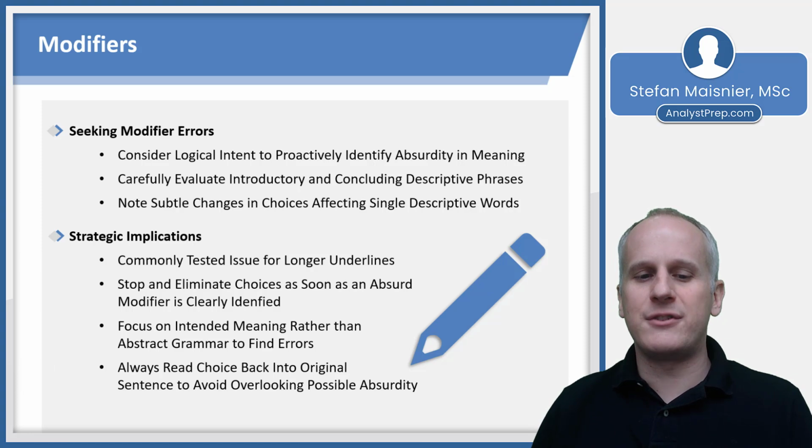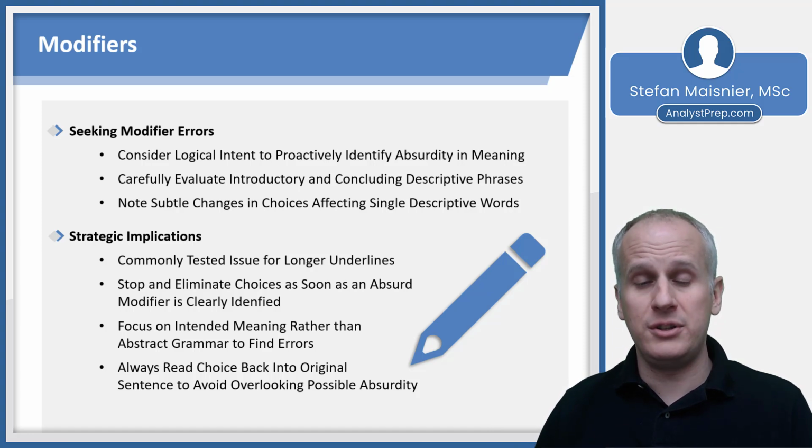You do, of course, have to read your choice back into the original sentence to avoid overlooking possible absurdities. And this is important when you're combining modifier errors with other categorical issues, especially those top 3 issues of subject verb agreement, verb tense, and pronoun or article issues, because you can get a little bit over focused on issues of matching pronouns or articles or verb tenses or subjects and verbs.